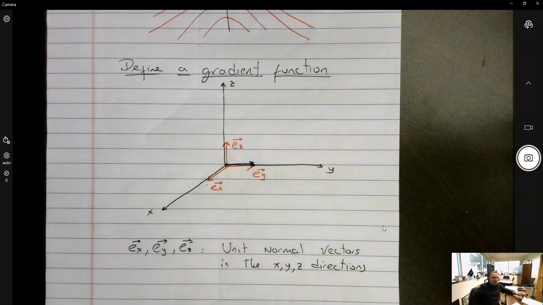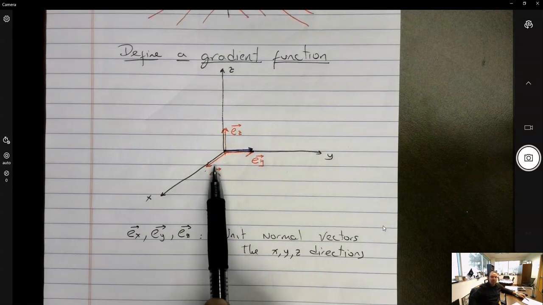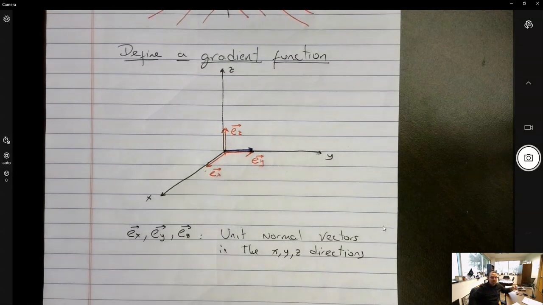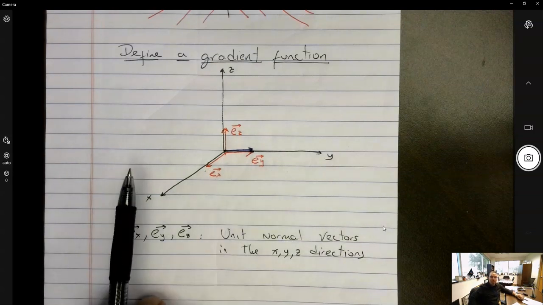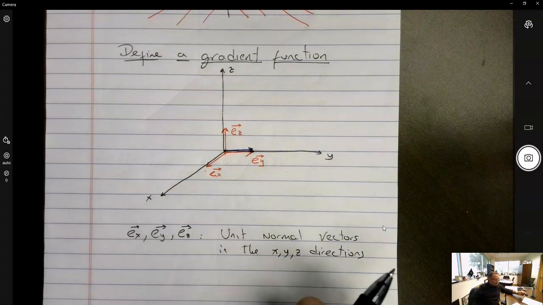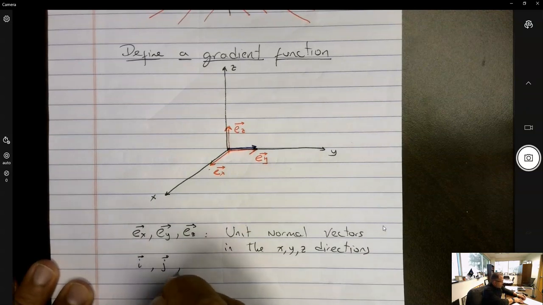Regardless of the physical units or engineering units that we're using, whether this represents velocity, position, force, momentum, energy, whatever it is that they're representing, they're unit in length. Their size is 1. You might have seen these vectors in other classes. Some people call them I, J, K.